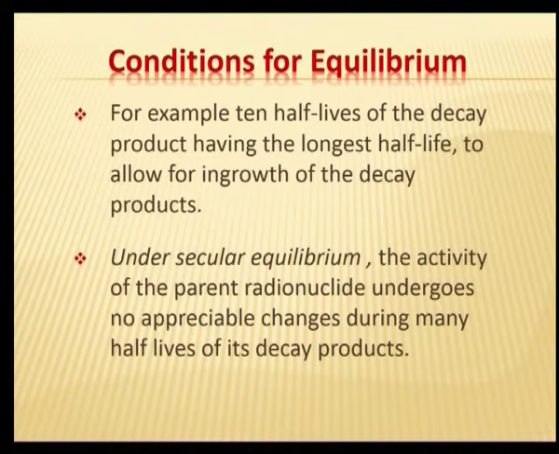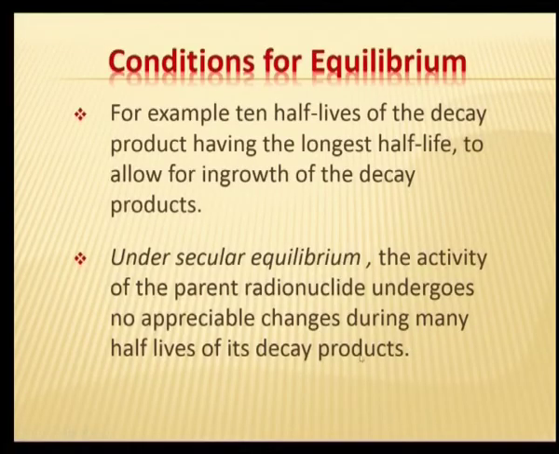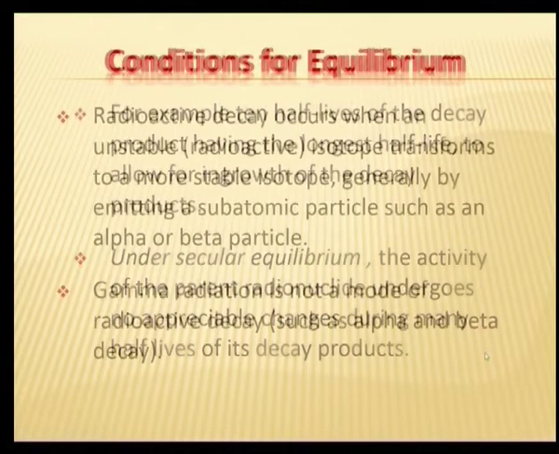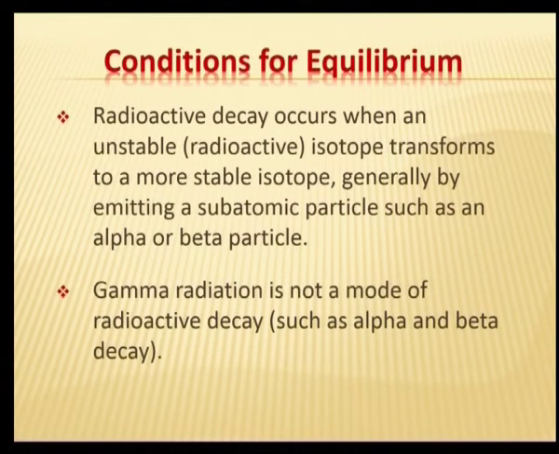By secular equilibrium what we mean is the half life of the parent nucleus should be much higher compared to the daughter nucleus. The activity of the parent radionuclide undergoes no appreciable change during many half lives of the decay products. Radioactive decay occurs when an unstable or radioactive isotope transforms to a more stable isotope, generally by emitting a subatomic particle such as an alpha or beta particle.